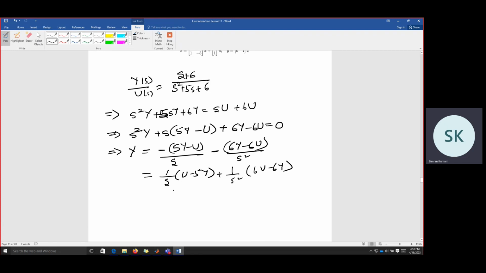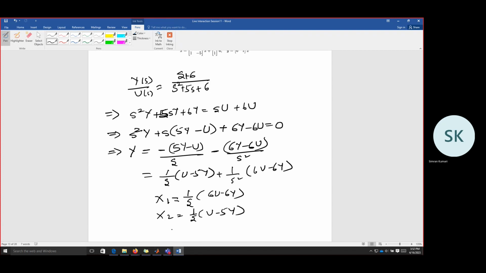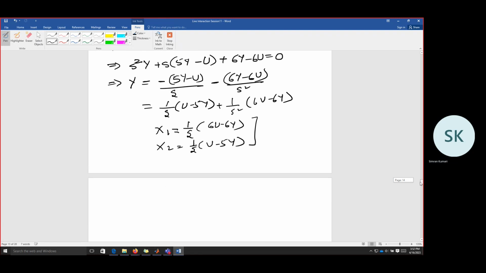Okay, so we'll consider state variables. Suppose x1 is equal to 1 by s times (6u minus 6y), and x2 is equal to 1 by s times (u minus 5y). So from here, what do we have? These are x1, x2, and the output y is x2. From these two, what we get is s x1 is equal to, or we can say s x2.